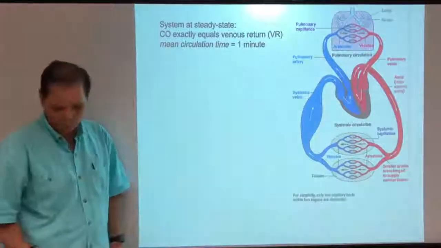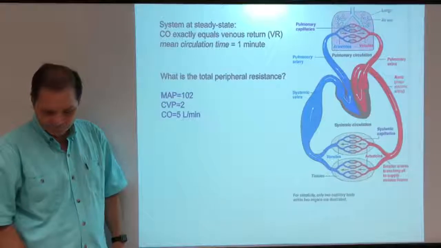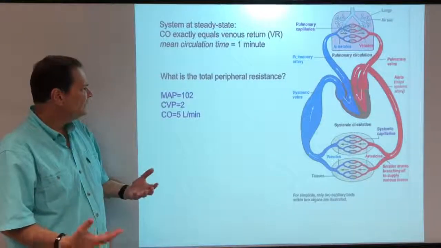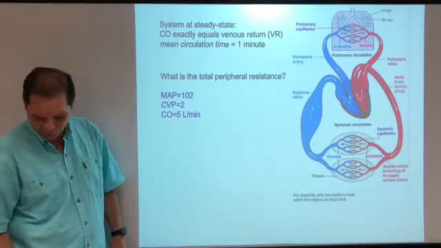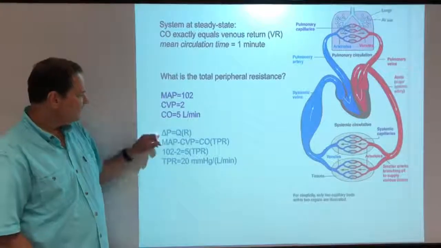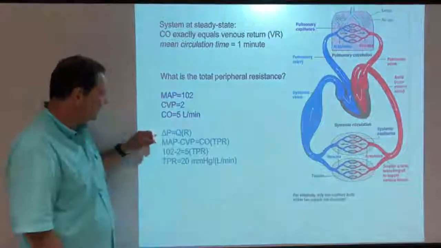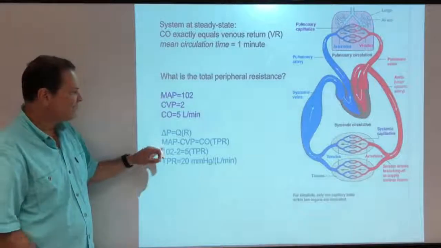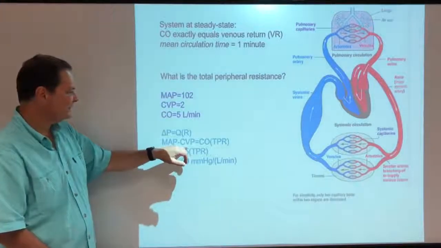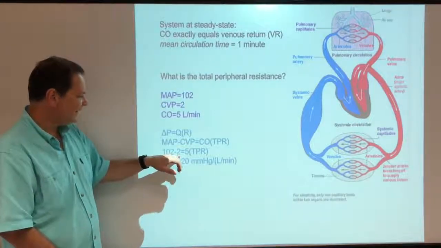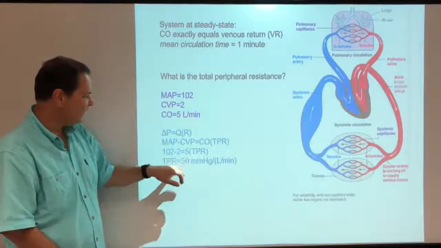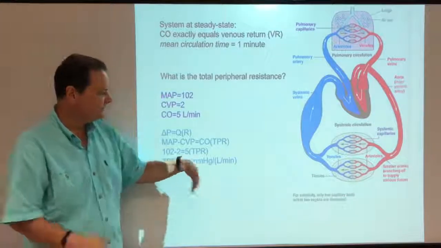Now, what is the total peripheral resistance? We just calculated this in the previous video. This is Ohm's law. 90% of life is showing up, and 90% of the rest is Ohm's law. Pressure in the arteries minus pressure in the central venous compartment, 102 minus 2, that gives me 100. Cardiac output is 5. Total peripheral resistance is 20.